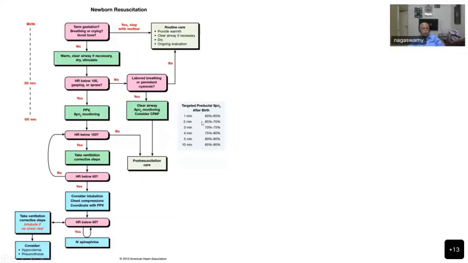And the SpO2 will not be 100% in a newborn. You have to remember that. At 1 minute after birth, it will be 60 to 65. At 2 minutes, it will be 65 to 70. Only at the 10th minute it will come to 85 to 90. So early low SpO2 you need not worry about.